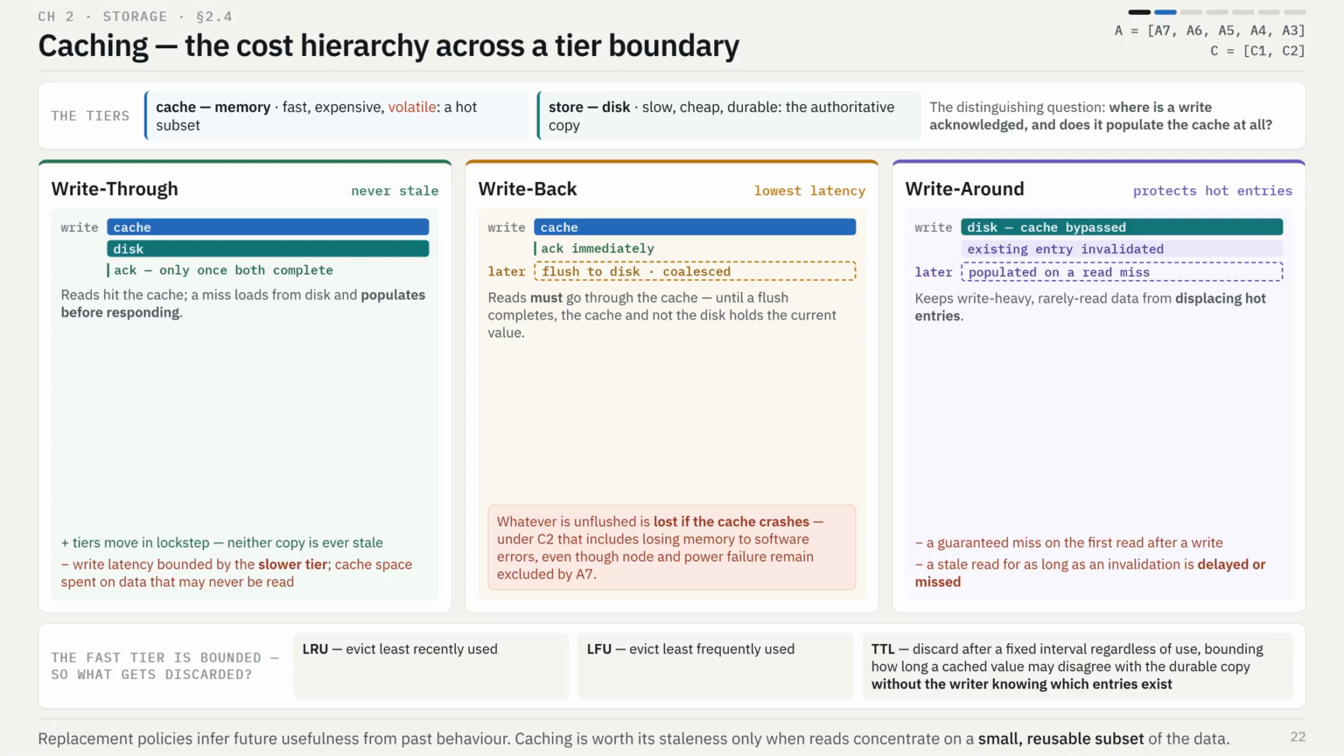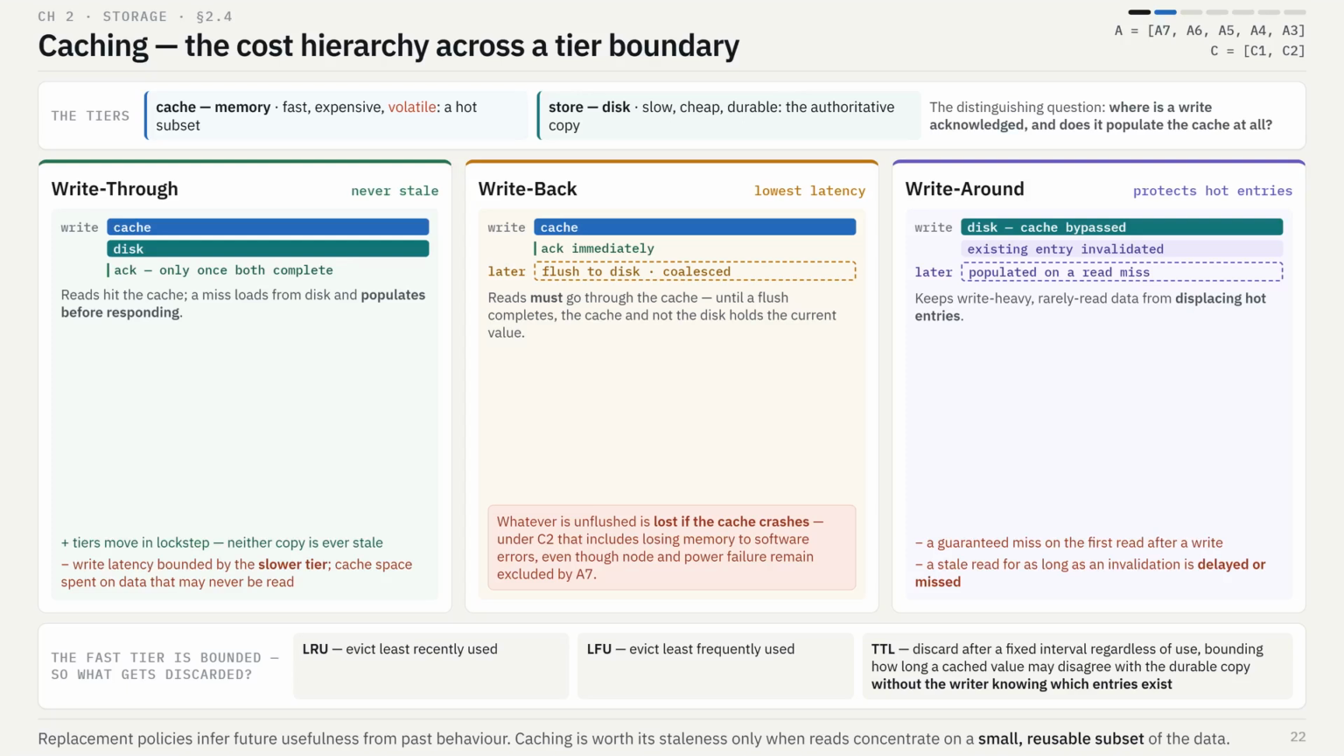read. Write back. A write is acknowledged as soon as the cache is updated, and the disk is written asynchronously, often coalescing repeated writes to the same key into one. Reads must be served from the cache, falling back to disk on a miss, since until a flush completes it is the cache, and not the disk, that holds the current value. This gives the lowest write latency and absorbs bursts.